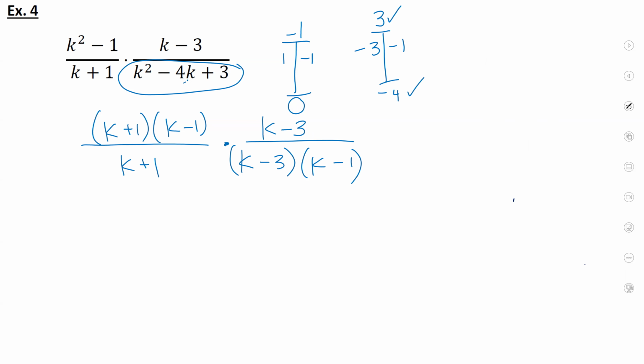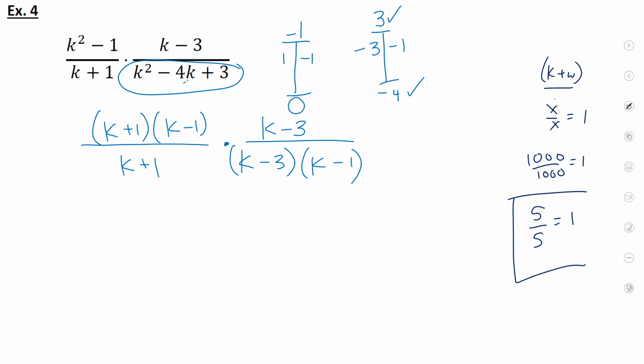Just a side note, what's 5 over 5? What's 1,000 over 1,000? Okay, what's x over x? 1. What's k plus w over k plus w? 1. Okay, so when things cancel out, it's just 1, right? Okay, keep that in mind.